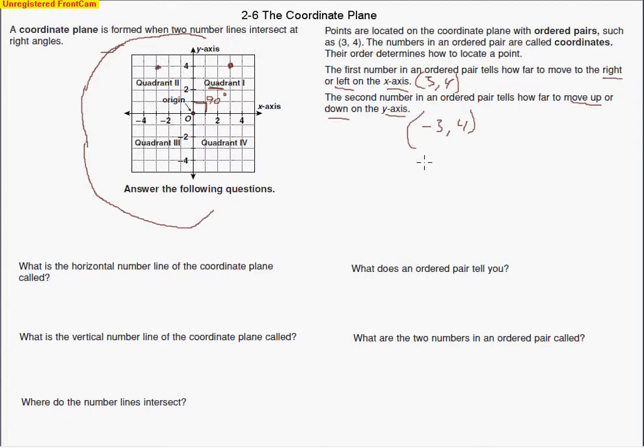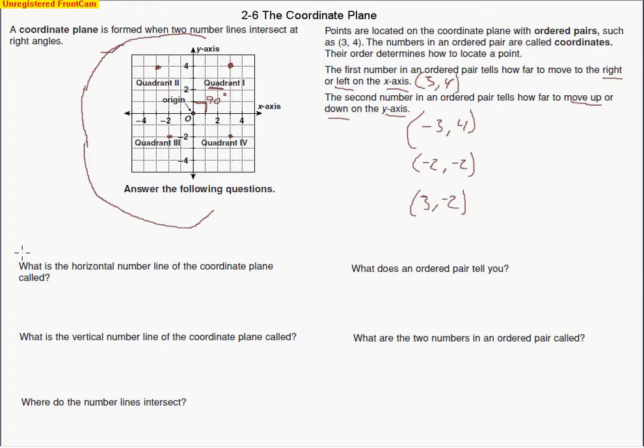If it were negative 2, comma negative 2, that would mean I would go 2 spaces to the left and 2 spaces down. And if it were, let's go with a positive 3, negative 2, that would be 3 spaces to the right, 2 spaces down. That would be in the 4th quadrant.